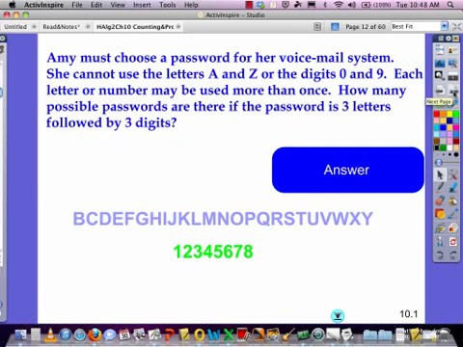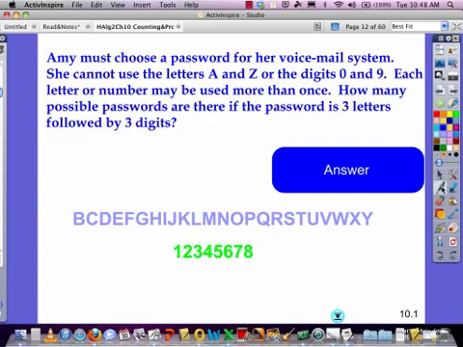Amy must choose a password for her voicemail system. She cannot use the letters A and Z or the digits 0 and 9. So you can see the choices down below. Each letter or number may be used more than once. How many possible passwords are there if the password is supposed to be 3 letters followed by 3 digits?